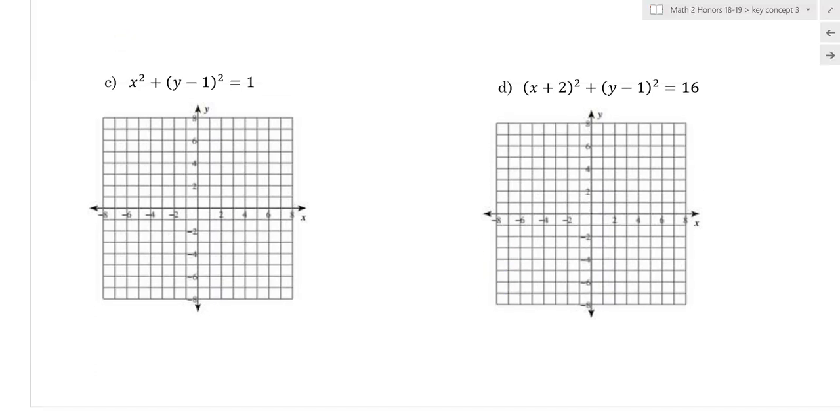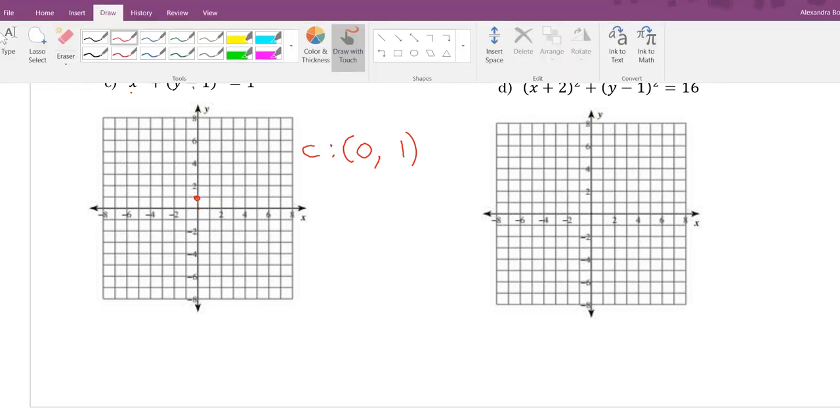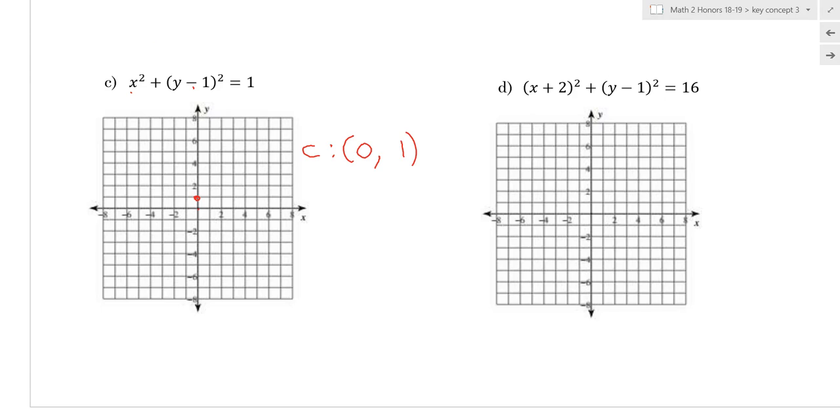Looking at C, again, what's with x? There's nothing with x, so that's just 0. What's with y? A -1, so we change it to +1. So I don't go left or right, I just go up 1. And then for my center, r squared equals 1. So I'm going to take the square root, and r is going to equal 1. So 1 up, 1 right, left, 1 down, right? So 1 in every direction away, and you have your little itty bitty circle.